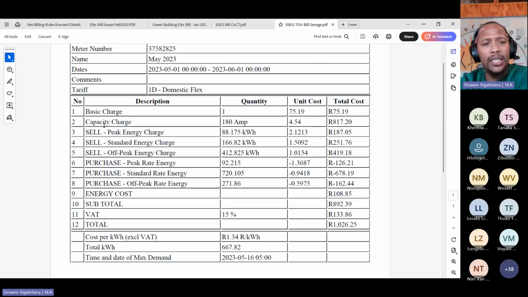They are paying a basic charge of 75.19, right? So this is a monthly charge. They're paying a capacity charge of 180 amps, which amounts to 817.2 in that particular month. So this is the billing month. Also, this was before the rules were in place. So the municipality sells to this customer at time of use. So this is the customer consumption.